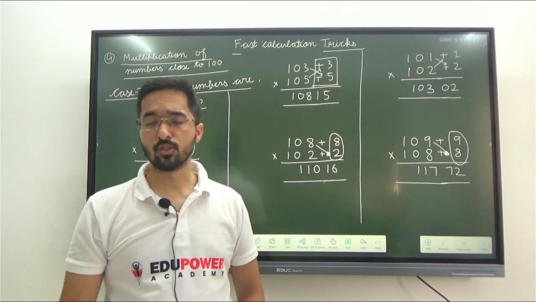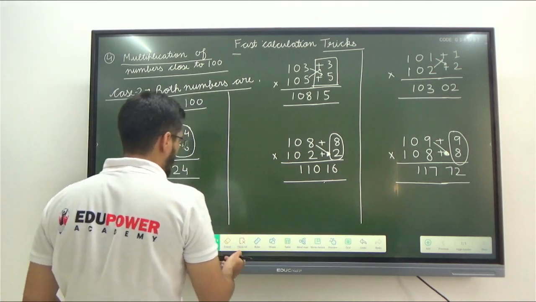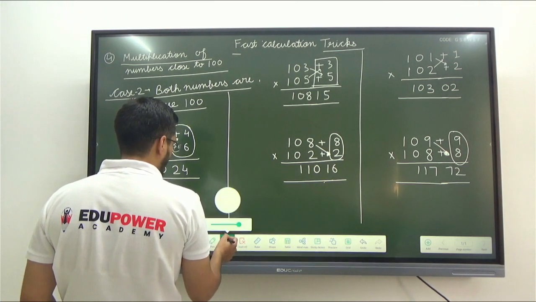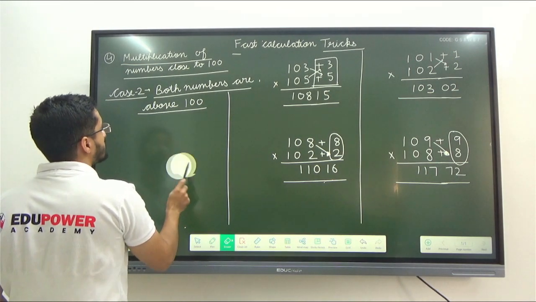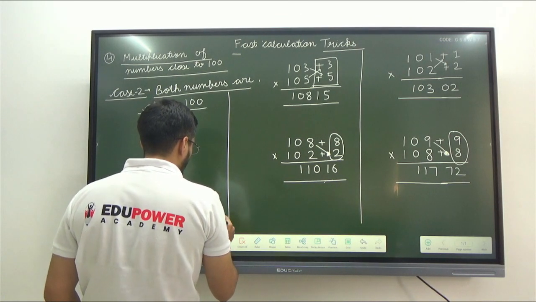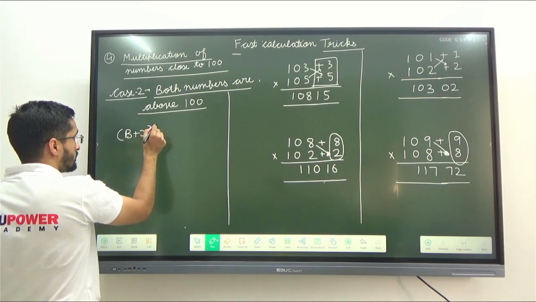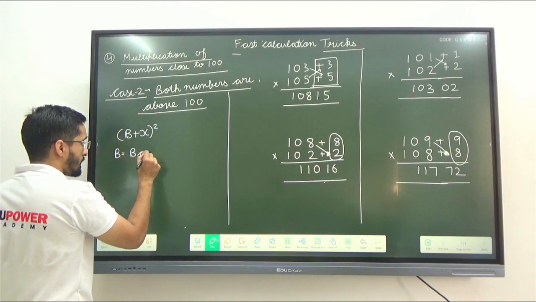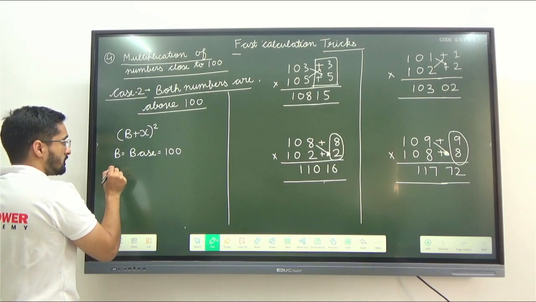Now based on this trick, we have derived a formula. This formula will be helpful for you when you have to find squares. Okay. Now suppose you have to find (b plus x) square. Okay. What is b? Here b is your base, that is 100, okay, and x is any number.